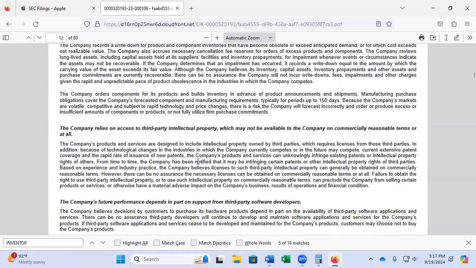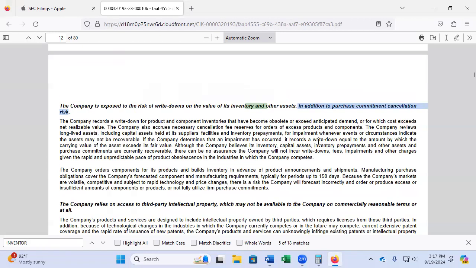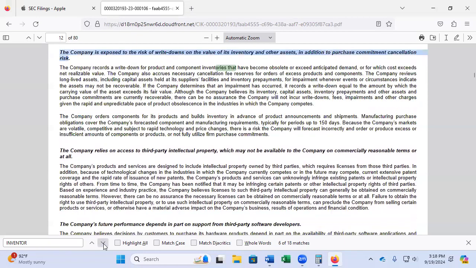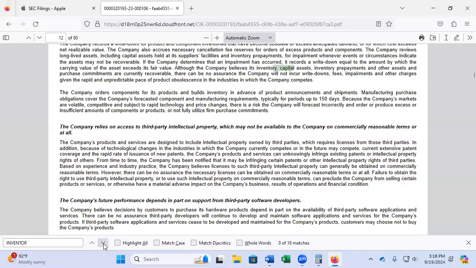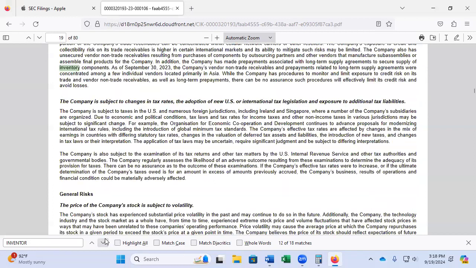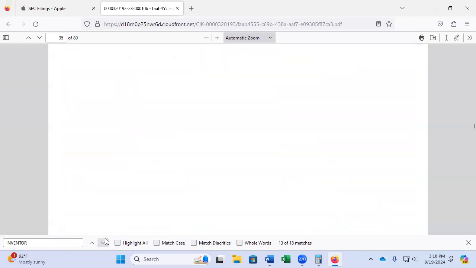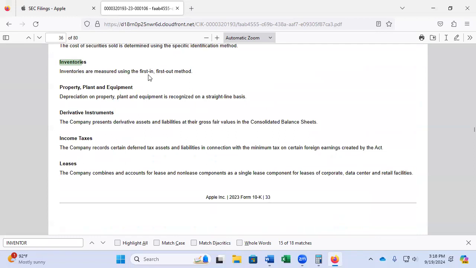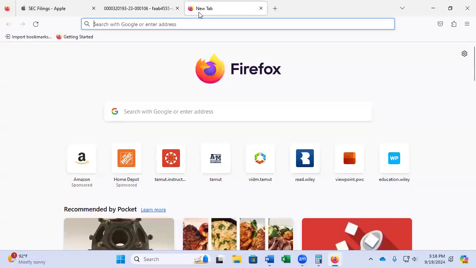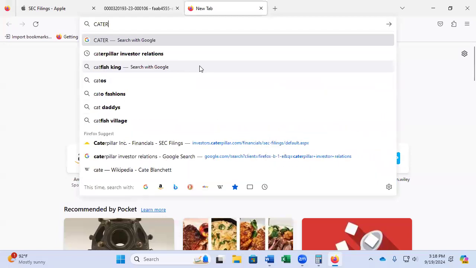But remember, accounting is never black and white, and so there's always different parts that you can look for it. So that's where it puts it in the risks. And that's their disclosure in the notes. Let's look at Caterpillar.